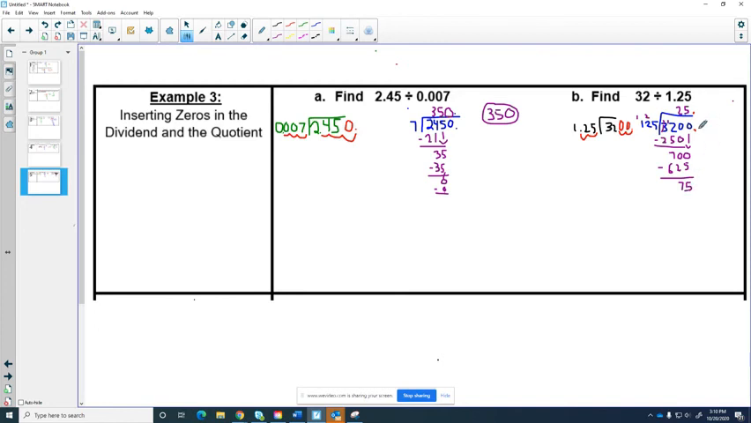And now, because 125 cannot go into 75, we bring down another 0 because we have to continue. And 125 goes into 750 6 times. So 6 times 5 is 30. Carry my 3. 6 times 2 is 12. Plus 3 is 15. And 6 times 1 plus 1 is 7. And so we take 750 minus 750 and get 0. So our quotient for example B is 25 and 6/10.